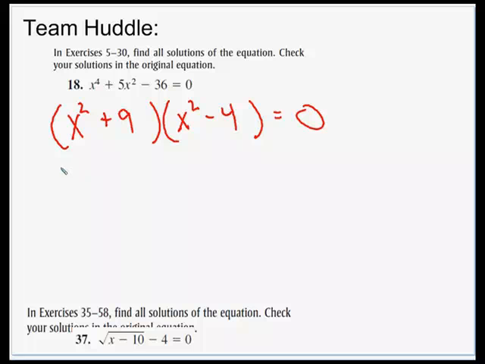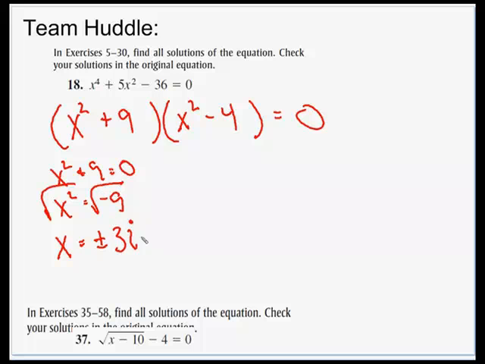And now we have these terms, and set each one equal to 0. X squared plus 9 equals 0. Means x squared will equal negative 9, and then we square root. So x will equal plus or minus, the square root of 9 is 3, and the negative will come out as an imaginary. And here on the other side we have x squared minus 4 is equal to 0. We add 4 to both sides, x squared equals 4, and then we square root. So x will equal plus or minus 2.